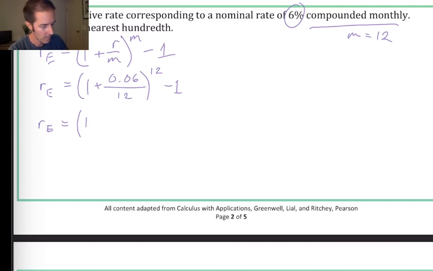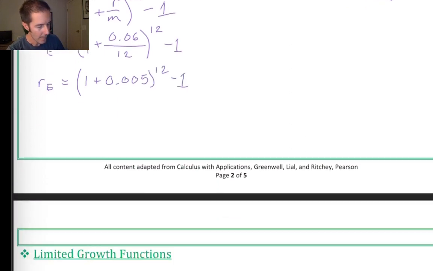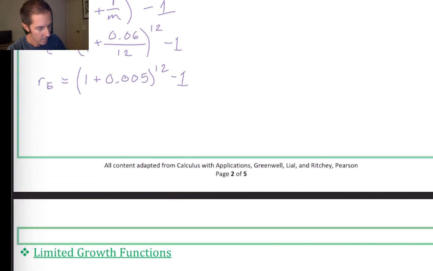So let's do a little arithmetic. Certainly, we can do 0.06 divided by 12. Let's just turn that into a decimal. We get 0.005, still being raised to the 12th, minus 1. We can add the 1, or combine like terms on the inside of the parentheses there, to get us 1.005. Raise that to the 12, subtract 1.